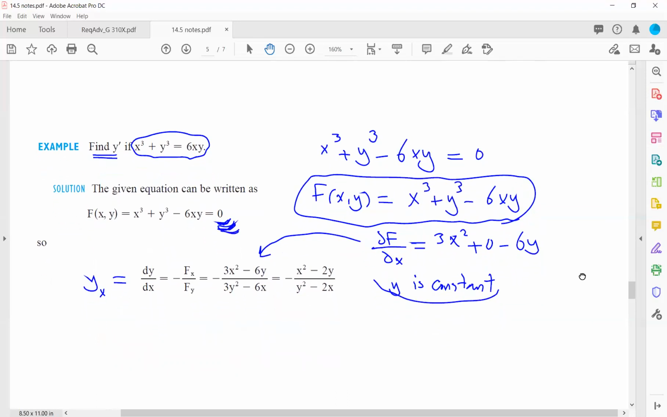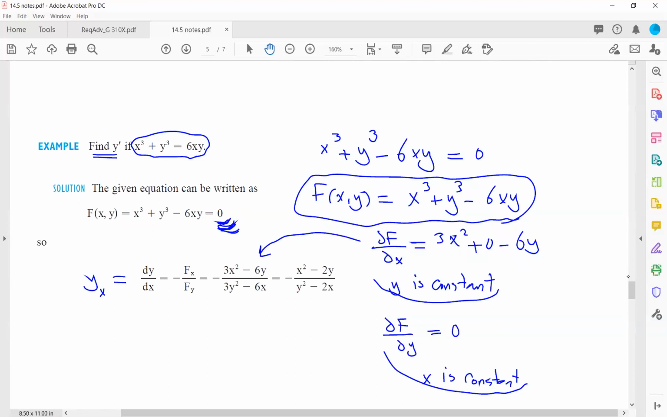Then you take the partial derivative of the function with respect to y. It means that x is a constant. Very well, x is a constant. The first term is going to be 0 plus 3y squared minus 6x. This guy goes on the denominator.